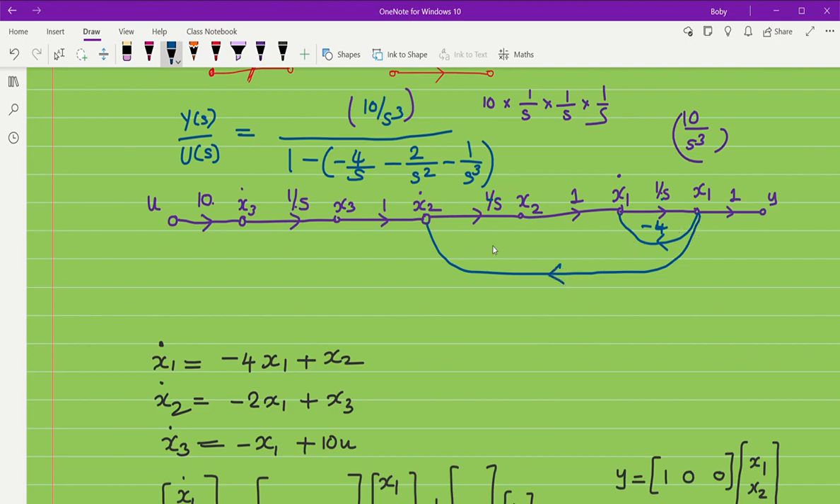So 1 by s into 1 by s, 1 by s square, and on the return path, we will put the gain as minus 2. So this is minus 2 into 1 by s square. So minus 1 into 1 by s cube, 1 by s into 1 by s into 1 by s, 1 by s cube. So 1 by s cube.